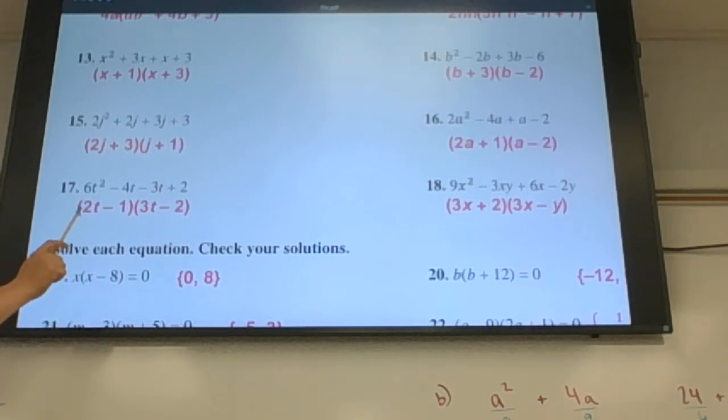So if your answer doesn't look like this, it's wrong. If you didn't pair up the 2t and the -1, you did it wrong. You're at like 50% credit. You don't finish it. How do you do the other one?